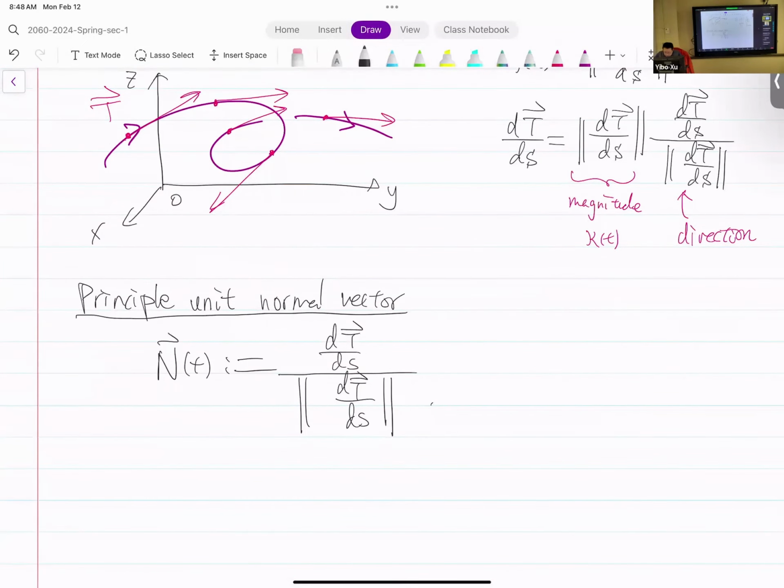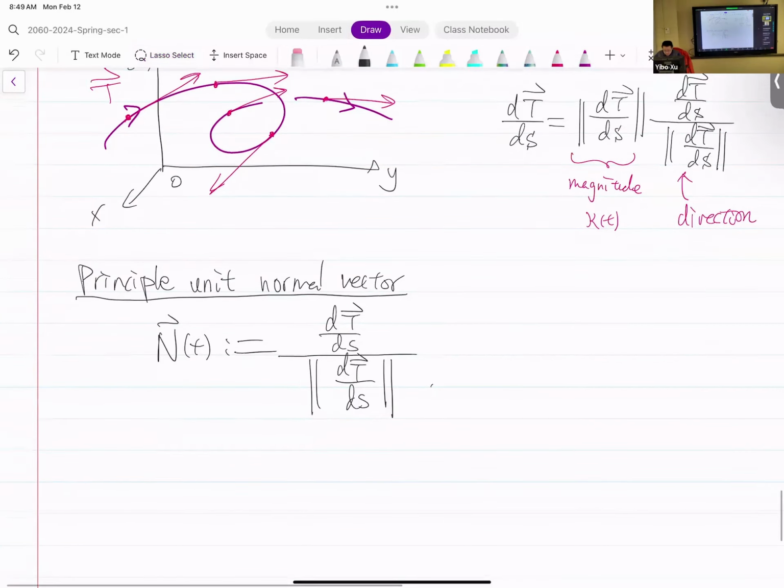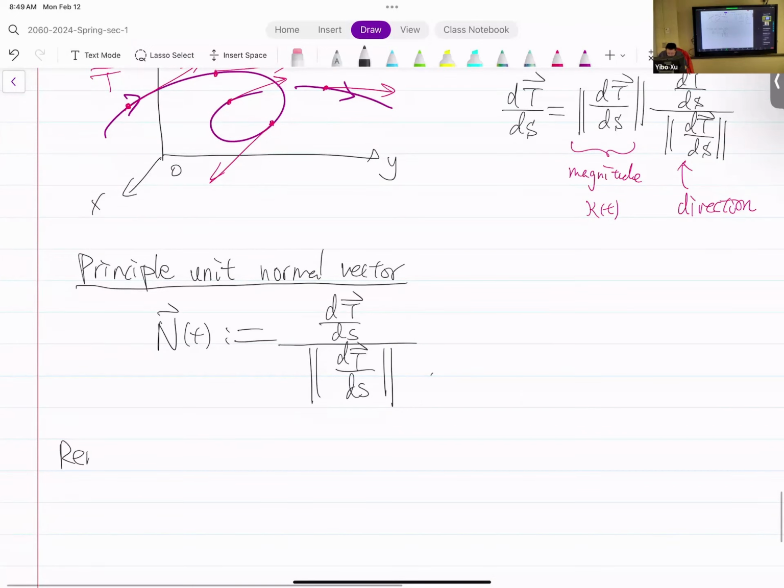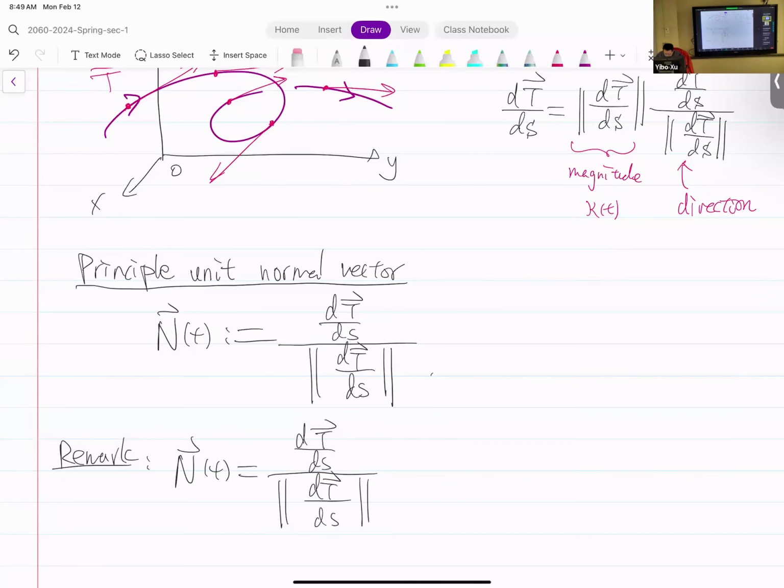If you think about this definition, it definitely looks complicated in the sense that it's in terms of arc length. But if we reparameterize everything in terms of the time variable t, as we have done earlier, it's still going to be fine. So, remark: N of t equals, let's write it again, dT/ds. This is the formula that we have.